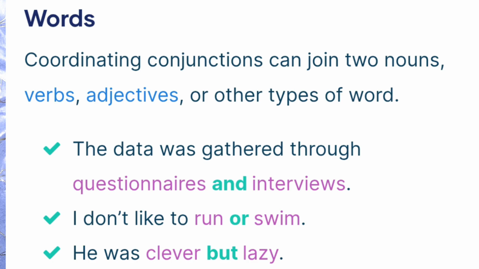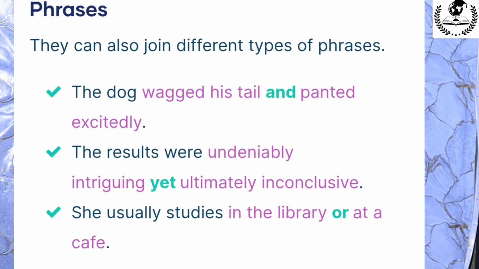Now, let us look at phrases. They can also join different types of phrases. The dog wagged his tail and panted excitedly. The results were undeniably intriguing, yet ultimately inconclusive. She usually studies in the library or at a cafe.